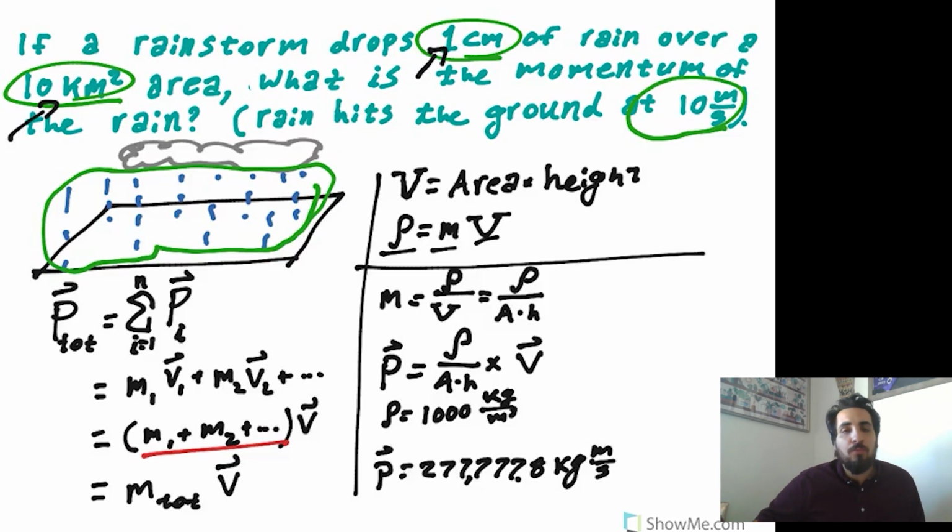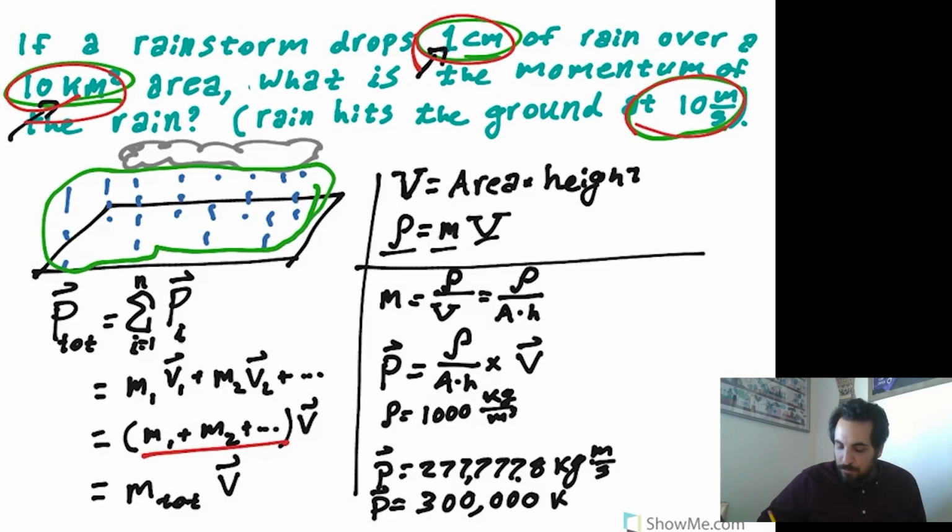But hold on, that is way too many significant figures, right? If we go back to our significant figures, 1, 10, 10, those are all one significant figure, and that's because we don't know these values very accurately at all. When we typically measure rain, we don't know that level of accuracy. So really what we would probably write is 300,000 kilogram meter per second, or 3 times 10 to the 5, right?